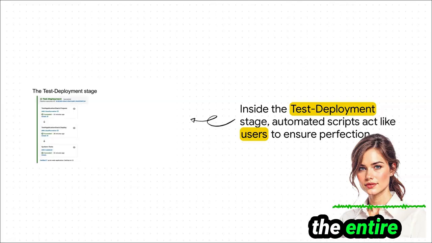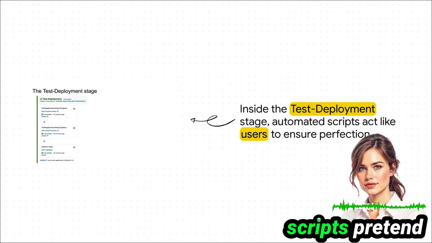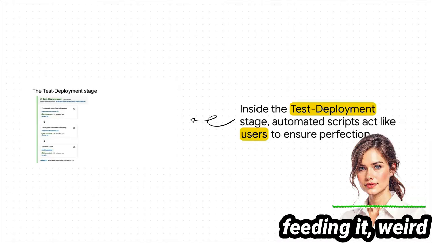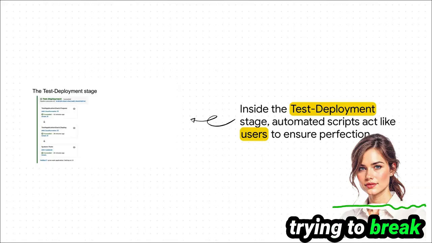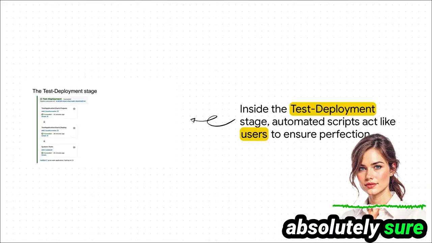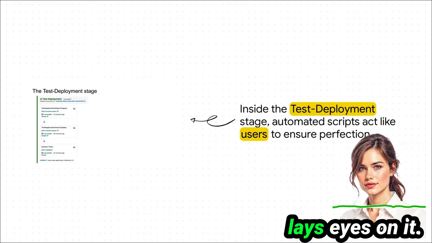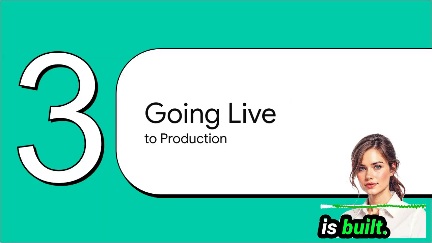We deploy the entire application into a safe, sandboxed replica of the real world. In here, automated scripts pretend to be thousands of curious users, clicking buttons, feeding it weird data, even trying to break it, all to make absolutely sure every single part works perfectly before a real person ever lays eyes on it. Okay, the model is built. The system is tested. We're feeling good.